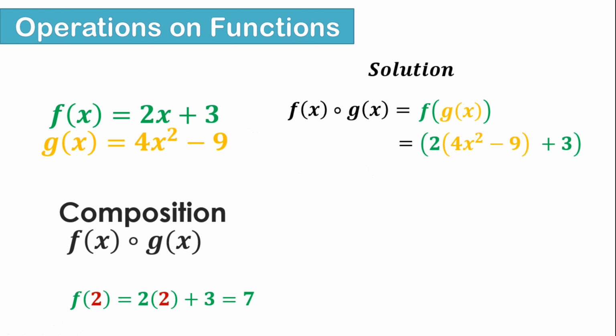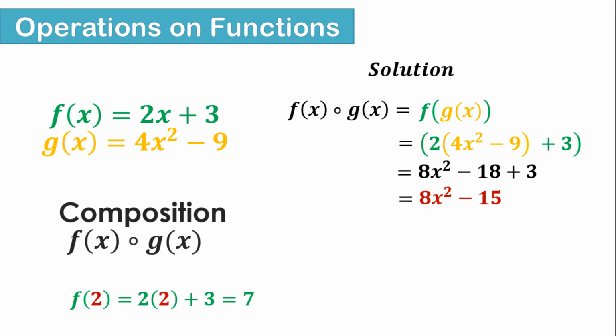So it actually is a function within a function. You're putting a function inside a function. Instead of putting a 2 or any number here, it's the whole 4x squared minus 9 inside the x there. That becomes 2 times 4x squared minus 9, plus 3. If you expand that, it should give you this answer. 2 times 4x squared is 8x squared. 2 times negative 9 is negative 18, plus 3. Add the similar terms, and you should have 8x squared minus 15.